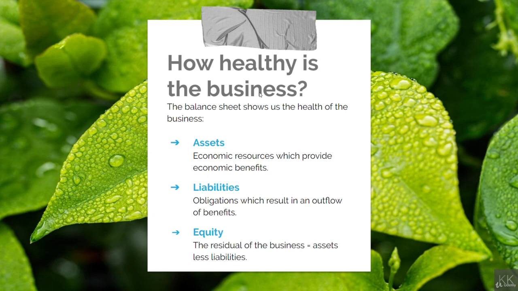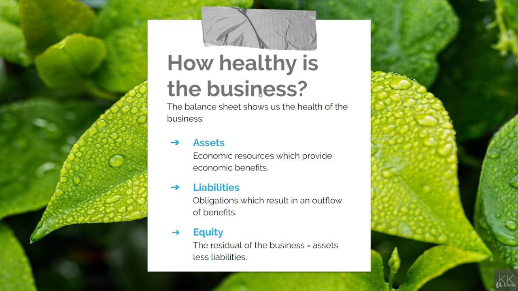So, the balance sheet is split into a few sections. You have the assets, the liabilities, and the equity. Assets represent economic resources controlled by the entity, which are expected to provide economic benefits to the entity, such as land or buildings or equipment. All these assets can provide a benefit to the entity if utilized correctly.